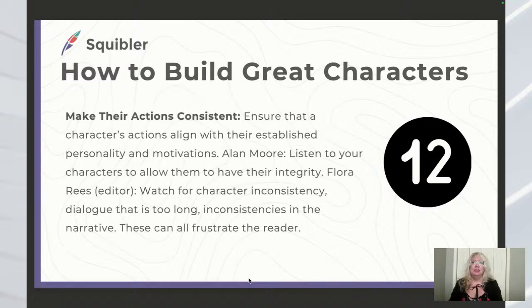You do want to make sure your characters act consistently. Ensure that a character's actions align with their established personality and motivations. Alan Moore says to listen to your characters and allow them to have their integrity. You can't just flip a switch and change who they were at the beginning to the end. Editor Flora Reese says to watch for character inconsistency, dialogue that is too long, and inconsistencies in the narrative, because these can all frustrate the reader.